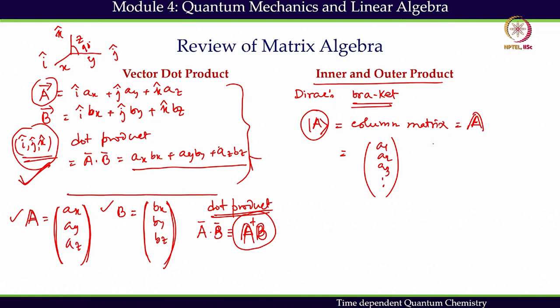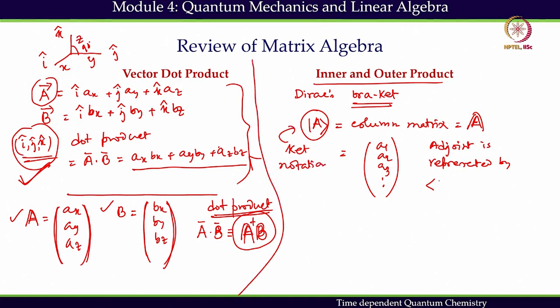And the adjoint is represented by, so this is ket notation, this is ket notation. And this is now bra notation, and that is nothing but, in the matrix form, the adjoint of it, which means it is A1 star, A2 star, A3 star, like this. It becomes a row matrix. So this is represented by a row matrix.